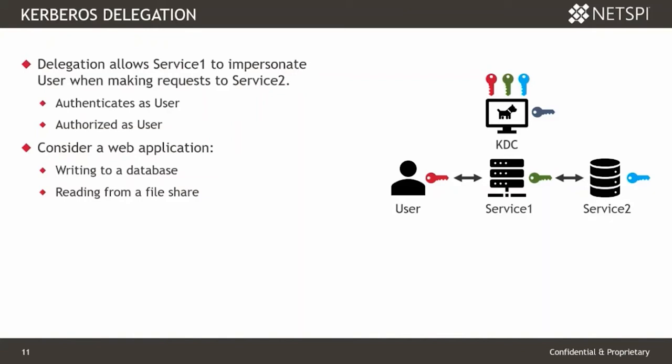This is sometimes called the double hop scenario. The user is authenticated to the web application, service 1, but also wants their authorization applied to actions against the database, service 2. It's not just limited to web apps and databases. The second service really could be anything, another server, a file share, whatever. But the key issue is, how does service 1 pass the original user's authorization to service 2?